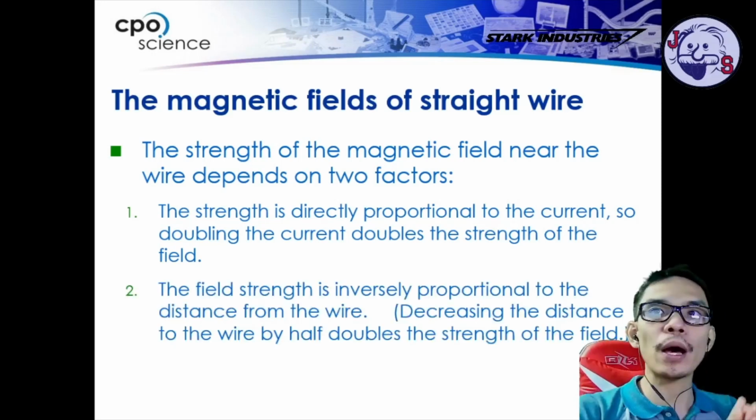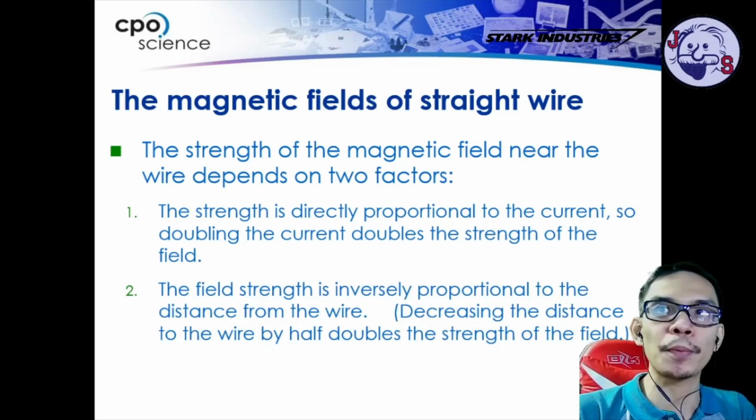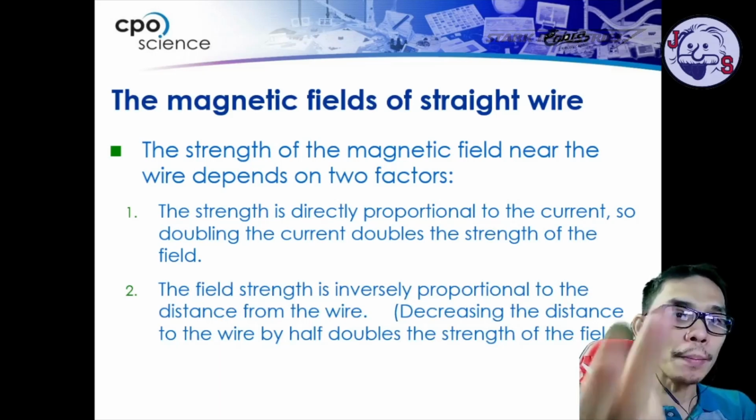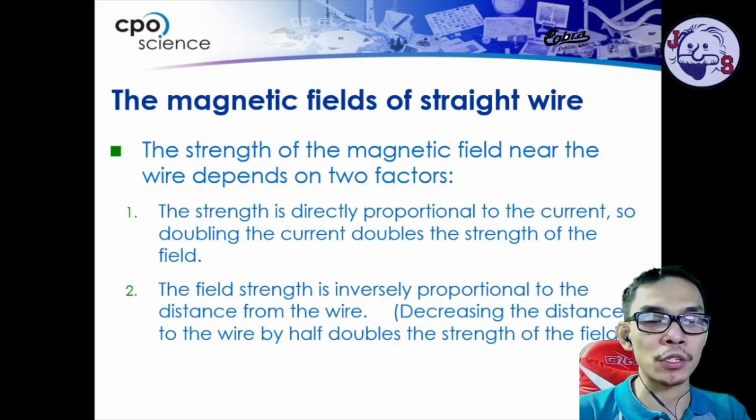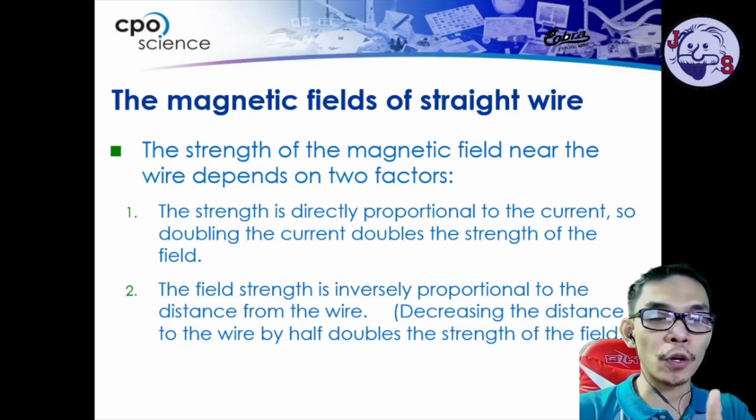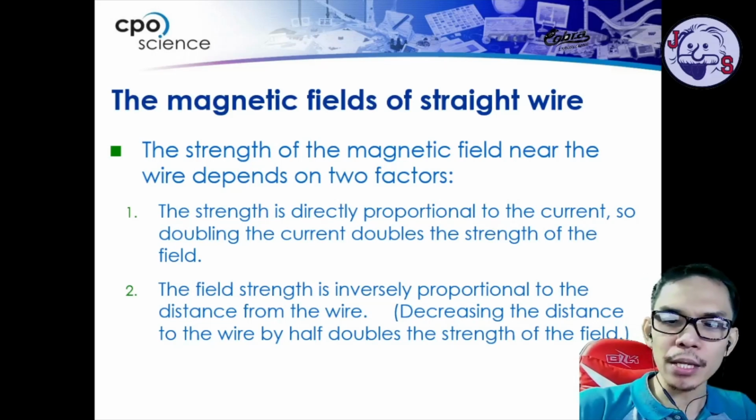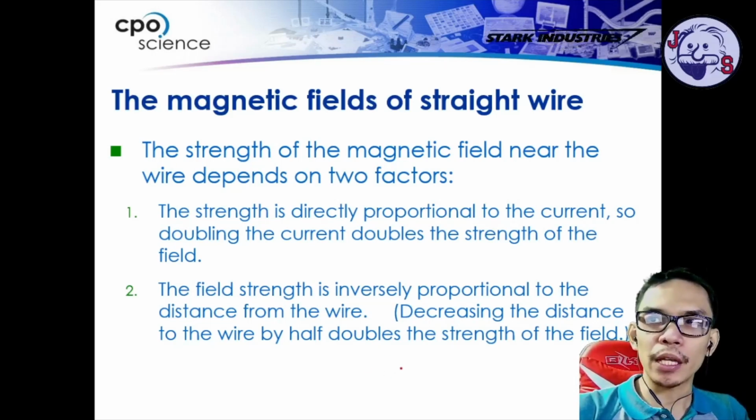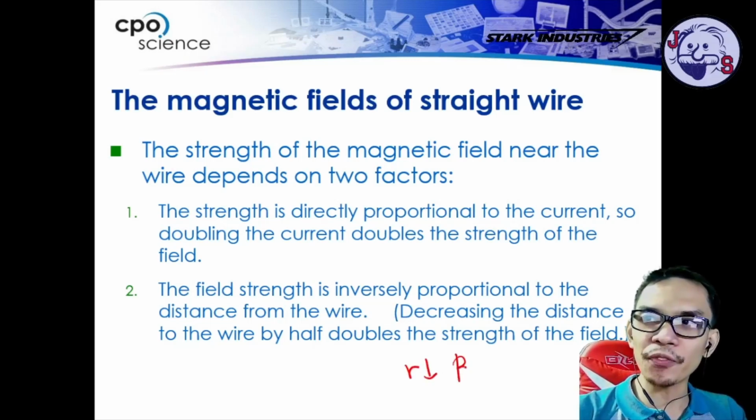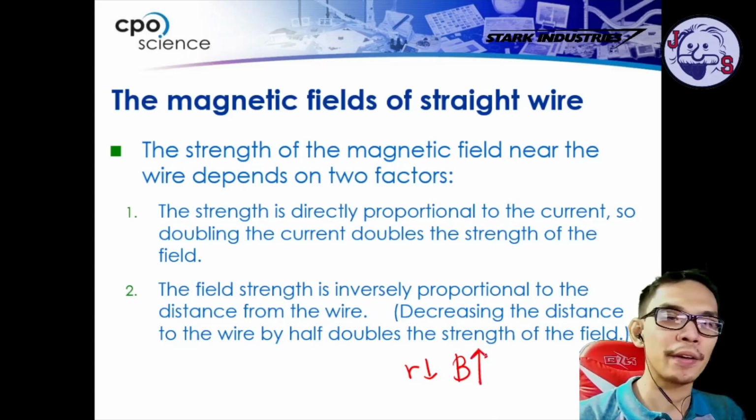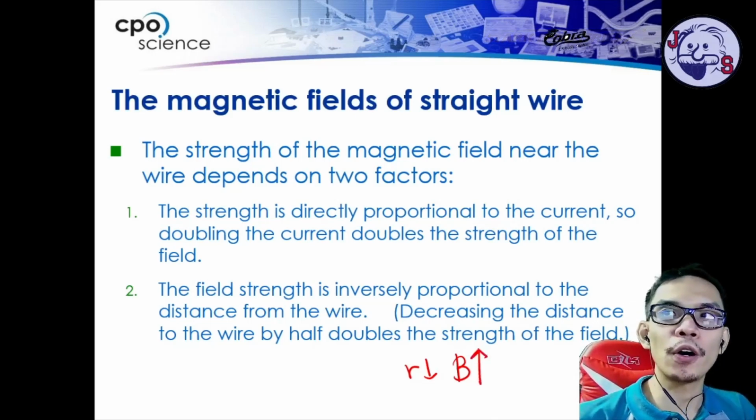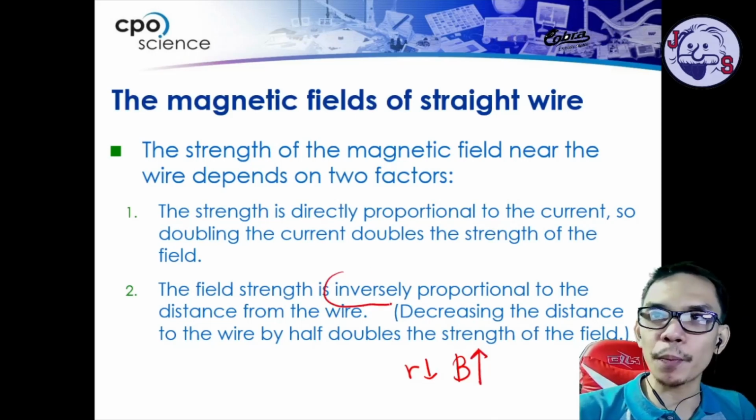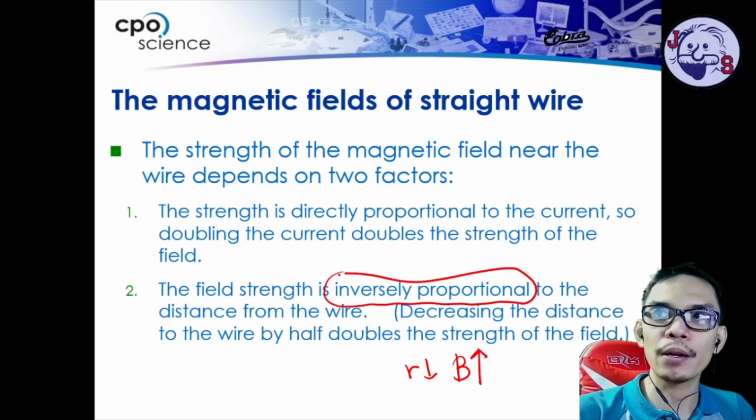Alright, so the second one is that the field strength is inversely proportional to the distance from the wire. Remember, the shape of the magnetic field around your wire is in the form of concentric circles. So it means that if the radius of those concentric circles is small, then the magnetic field strength is greater, or vice versa. That is why the field strength is inversely proportional to the distance from the wire.